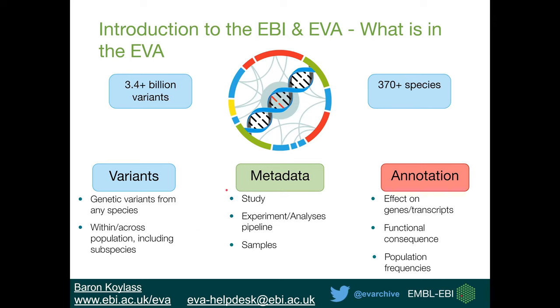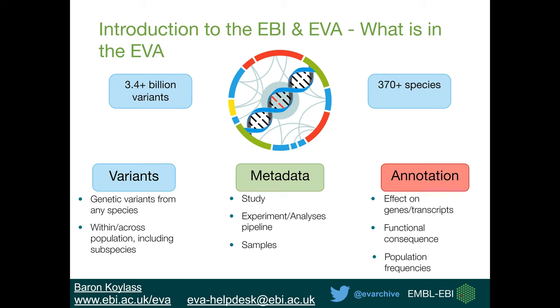But we also display the metadata. So how the data was gathered, the experiment described, the pipeline used and the software used, and also the samples that the data was gathered from. But we also have the annotation data associated with our variation data. This is generated using the Ensembl Variant Effect Predictor, and it shows the functional consequence and population frequencies amongst different data sets.